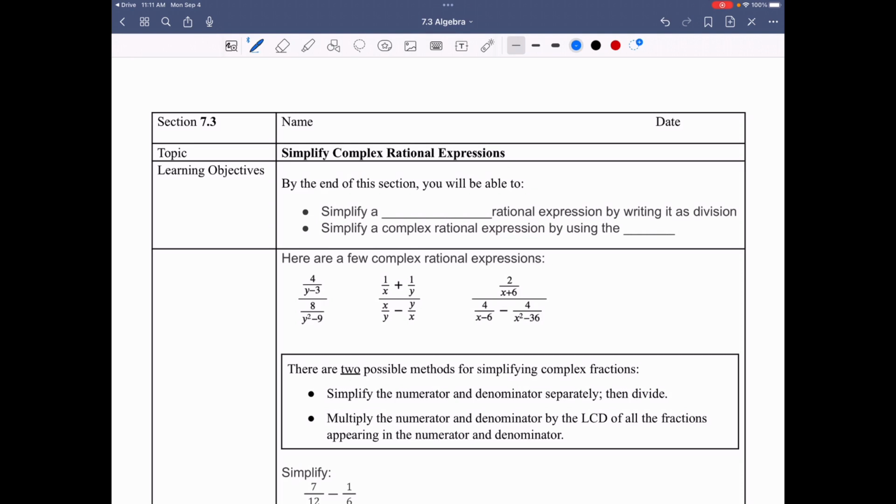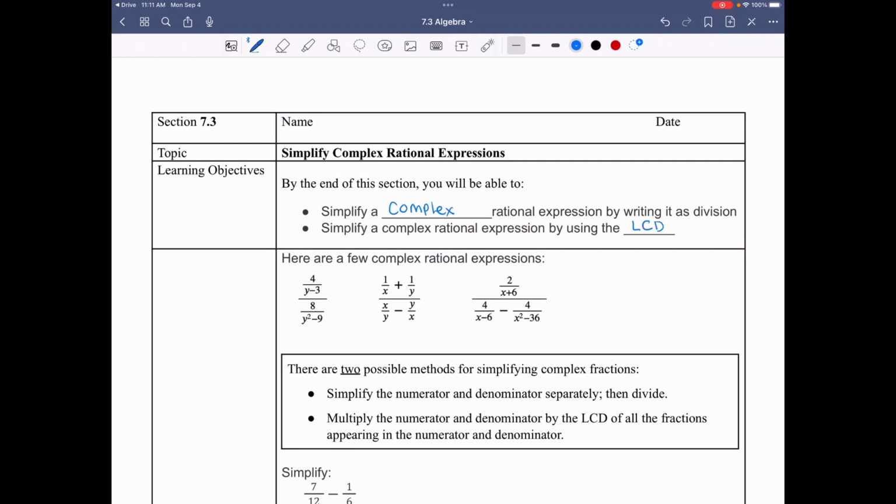Our topic is simplifying complex rational expressions. By the end of this section, you will be able to simplify a complex rational expression by writing it as division, and simplify a complex rational expression by using the least common denominator.